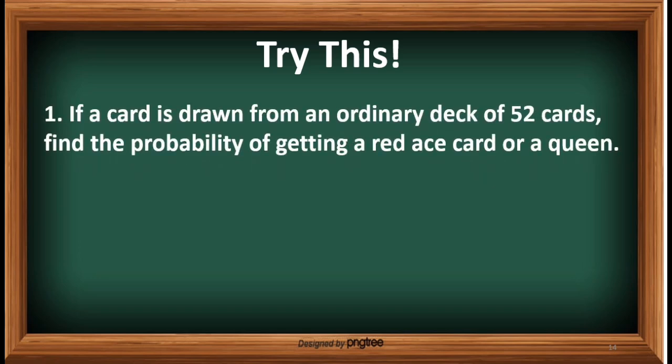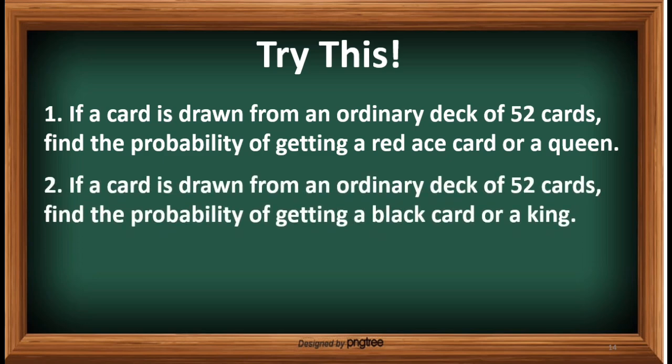I hope that you learned something from this video lesson. Would you try to answer the following? You may screenshot this for your activity. I will give you 5 minutes to do the task. Number 1, if a card is drawn from an ordinary deck of 52 cards, find the probability of getting a red ace card or a queen. For number 2, if a card is drawn from an ordinary deck of 52 cards, find the probability of getting a black card or a king.